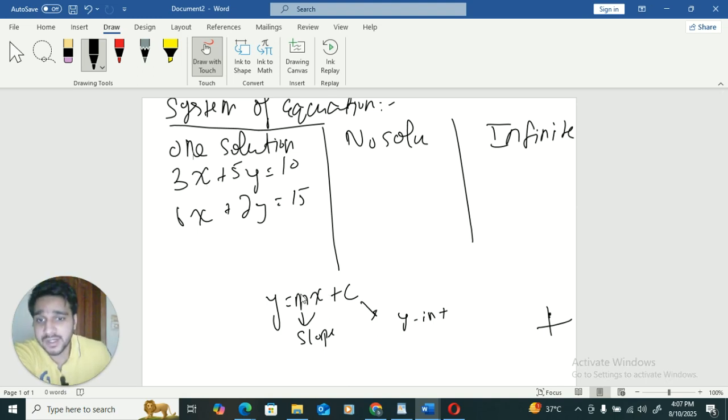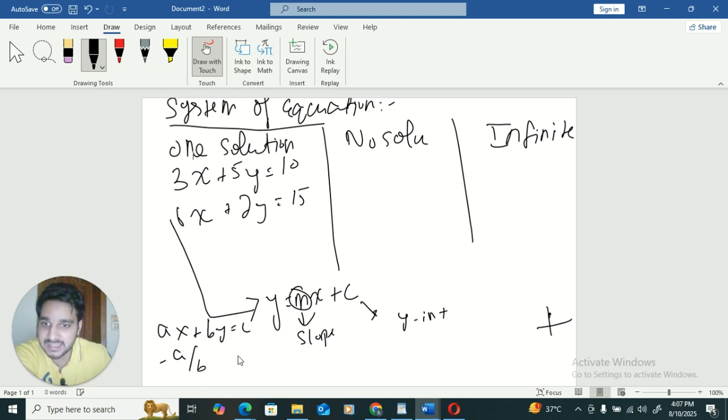Remember, I told you that the slope is m. If you want to find the slope from an equation in the form ax plus by equals c, the slope directly is minus a by b, and the y-intercept is c by b.